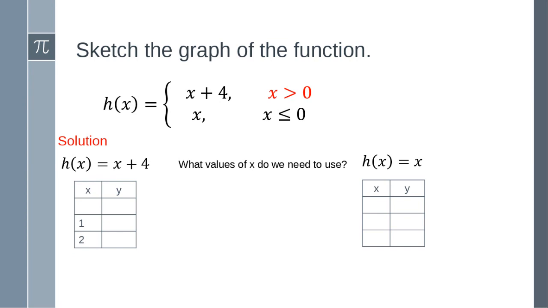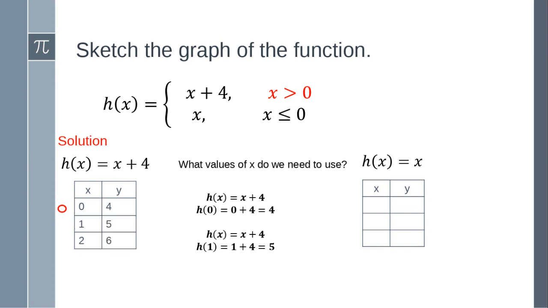Okay, so I'm going to choose 1 and 2, right? And 0, okay, 0, well, actually we can't use 0. Why? Because it says just greater than. So we cannot use 0 on this one. We only want values greater than 0, okay?